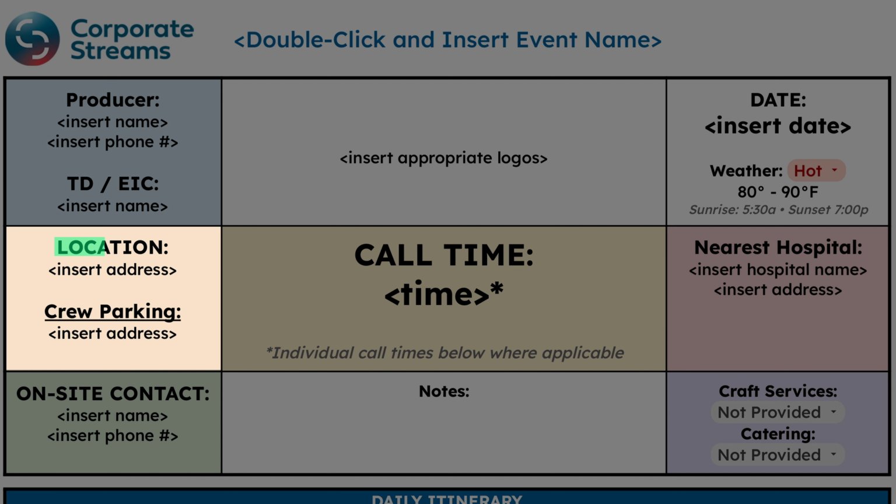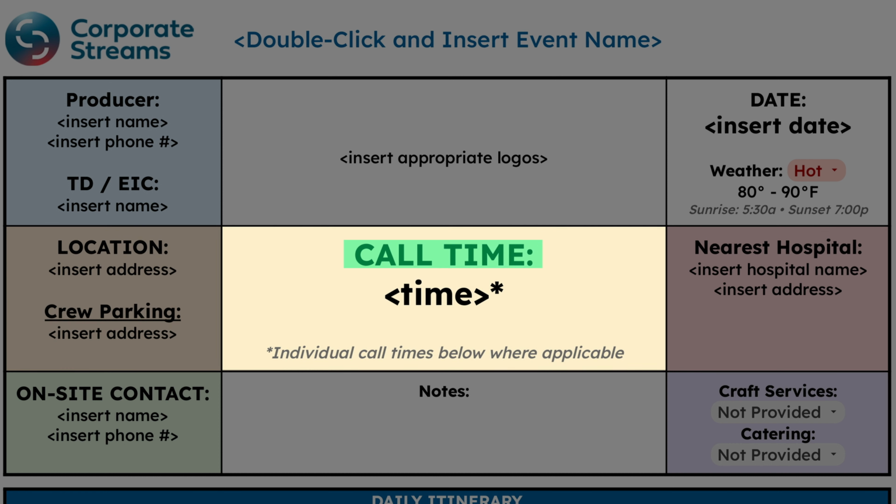All right, then we have location. So the address can be inserted here. This is very important so your crew knows where to go and your people know where to meet. And then sometimes you might have crew parking separate from your address. So if you have that, you can also note that as well. If it's in the same spot, you can just write same as location.